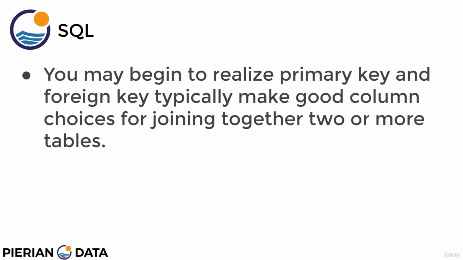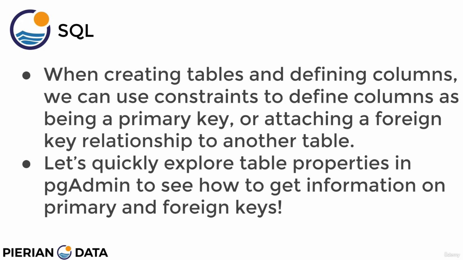Now, you may have already realized that a primary key and a foreign key typically make good column choices for joining together two or more tables. When creating tables and defining columns, we can use constraints to define columns as being a primary key, or attaching a foreign key relationship to another table. And we'll discuss this in more detail when we actually go over the create commands.